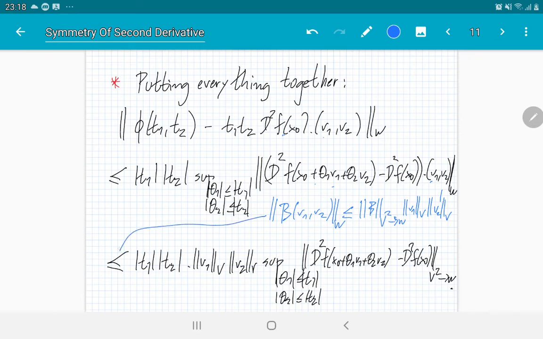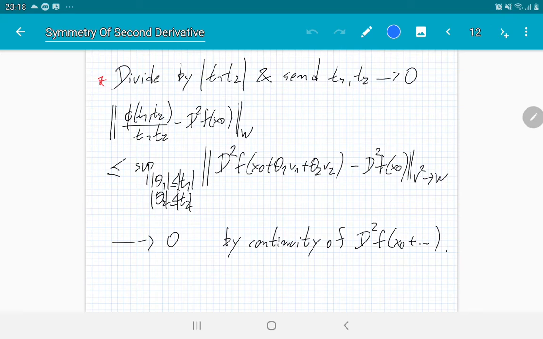And that's what I'm applying over here to B, which is this difference, right? The difference between these guys. This is B. So if I do that, I get less than or equal to absolute value T1 and absolute value T2 times the product of the norms times the difference between these bilinear transformations. We're almost done. Let's see why.